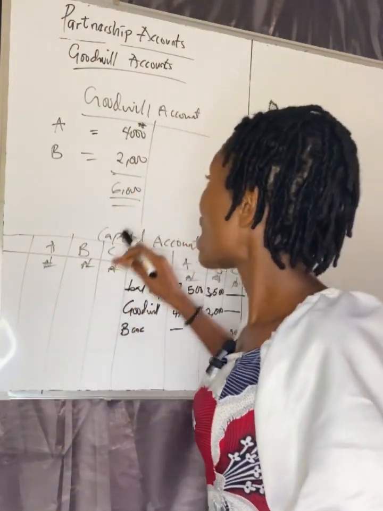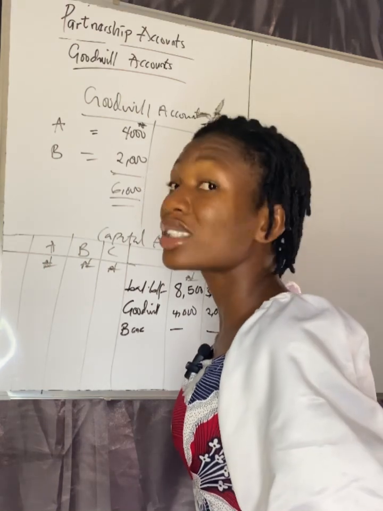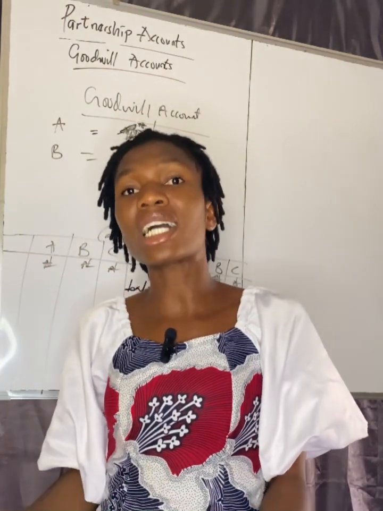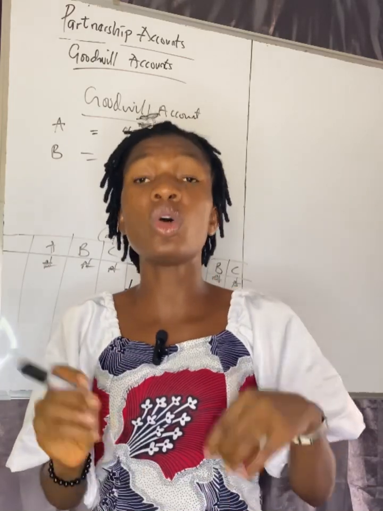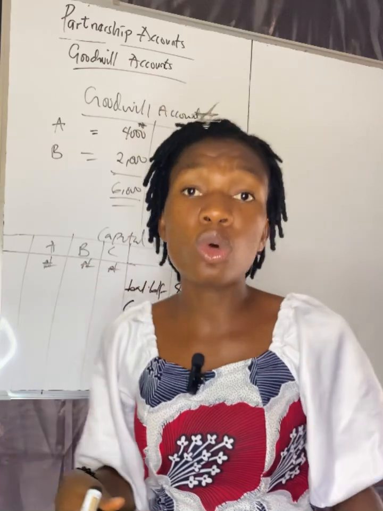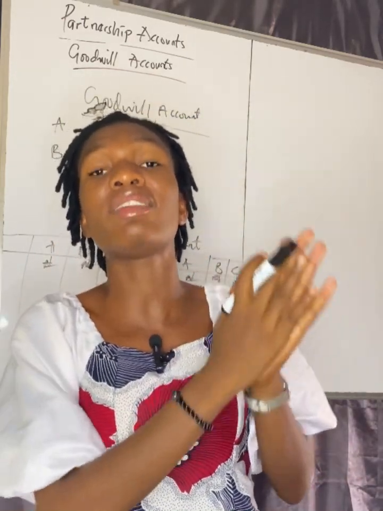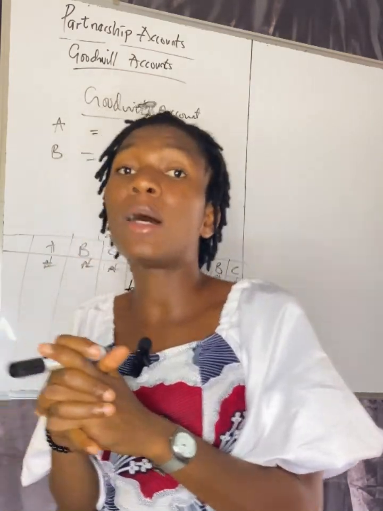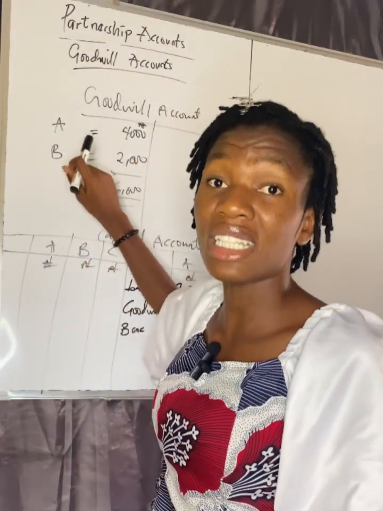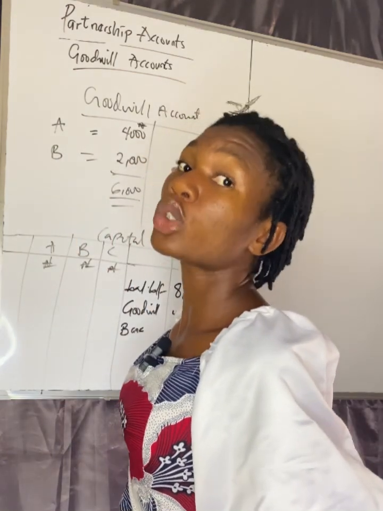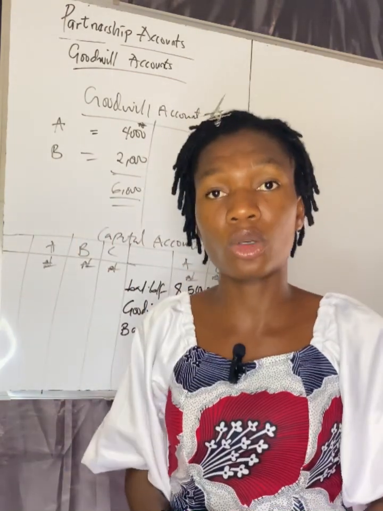So how do we close this account? We close this account using the new profit sharing ratio. We open the account with the old profit sharing ratio, and only those two old partners benefited from the goodwill. Now when we want to write the goodwill account off, we write it off in the new profit sharing ratio. And like I said, it's going to have a direct effect on capital. So once we're writing it off, it means we're also going to be writing it off from the capital account.